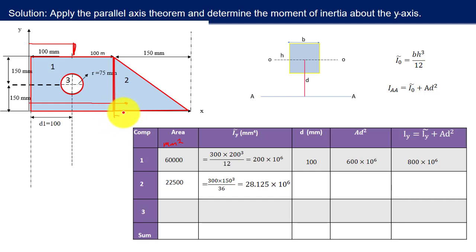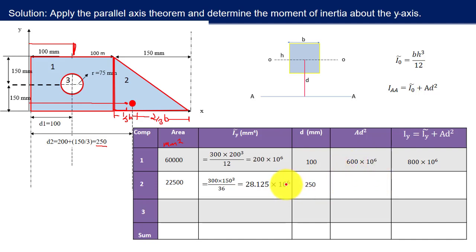The centroid is at 1 over 3 of the base from the 90 degree corner, or 2 over 3 from the other side. B is 150, and 150 divided by 3 is 50. Therefore 50 plus 200 equals 250, or simply d2 equals 200 plus 150 divided by 3 equals 250 mm. So we put 250 in the column.